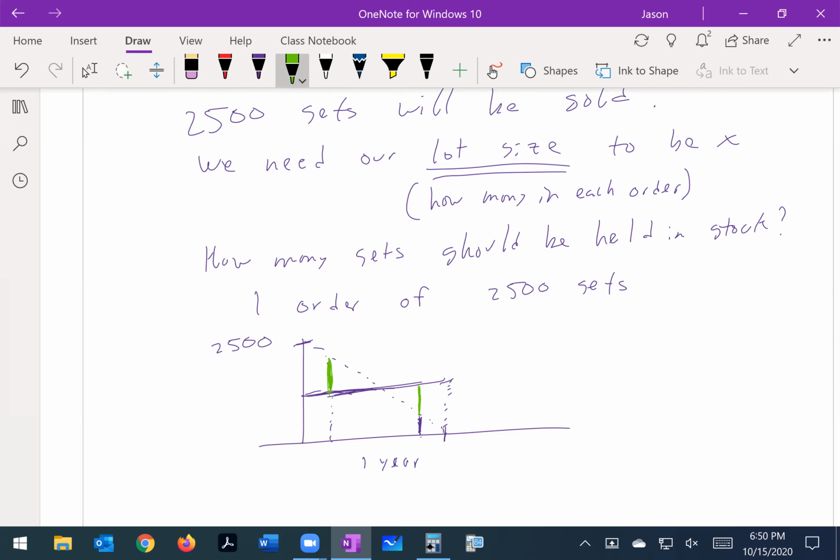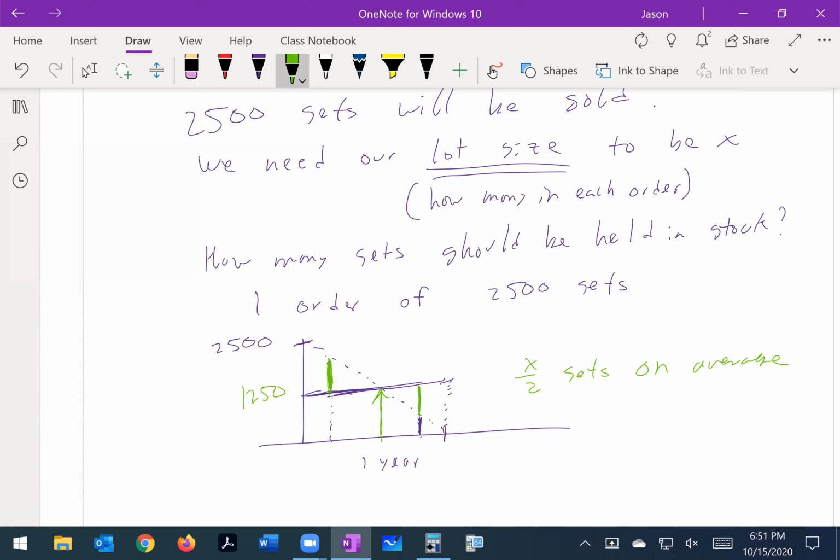If I order all 2,500 at some point in the middle of the year, after 182.5 days, I will have exactly 1,250 sets on hand. So it doesn't matter. On average, I will always have 1,250 sets, or x over 2 sets. Does that make sense?